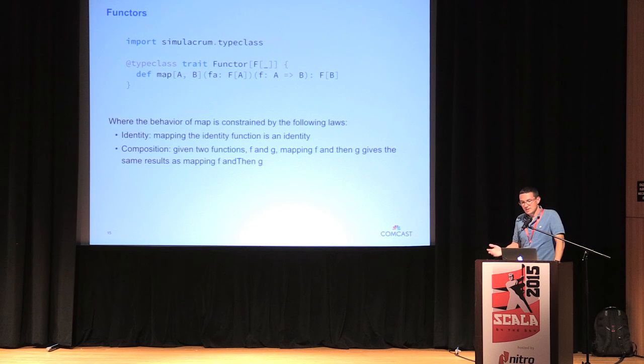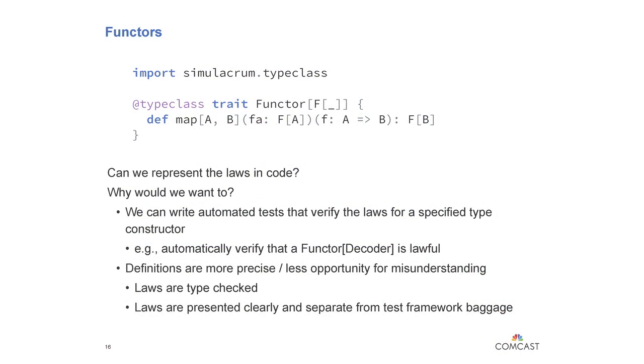When we look at the definition of functor, we want to say that in order to have a valid instance of this functor trait, any implementation must behave a certain way. We're going to constrain that behavior by a set of laws. The functor laws: we have two, an identity law and a composition law. They're pretty straightforward to describe in text. The identity law says that if we map the identity function over a given F[A], we better get back what we started with. The composition law says that, given two functions, we can either map the first function and then the second function, or we can compose our two functions together and map the result over our F[A], and we'll get back the same value.